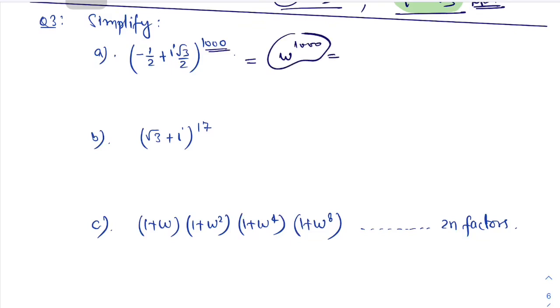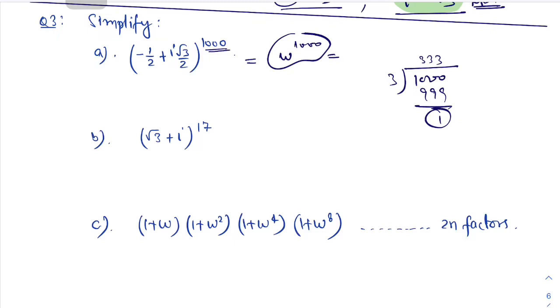Omega to the power 1000: if the power is very big, we divide this power by 3 and check what the remainder is. If the remainder is 0, it means the power is a multiple of 3. If the remainder is 1, then the answer will be omega. If the remainder is 2, the answer will be omega square. So if we divide this 1000 by 3, we get what?